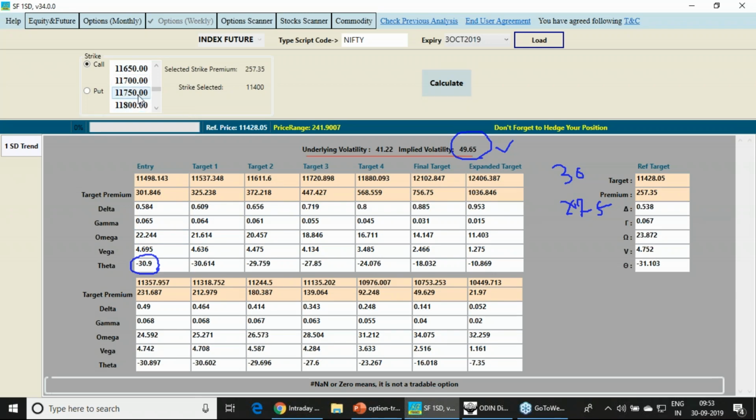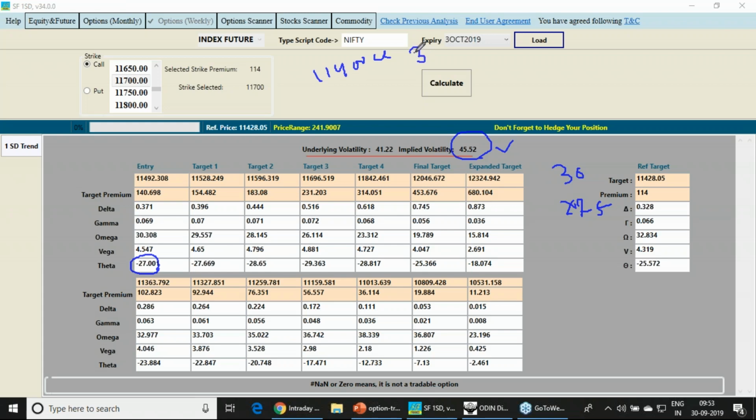And if I go for the 11,700 call option also and calculate, these two also have 27 rupees. Nothing wrong. Very carefully listen to this. In this situation you can buy the 11,400 call option. For 3 days, 30 rupees of theta will decay.